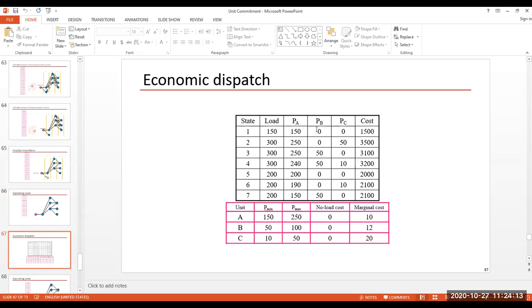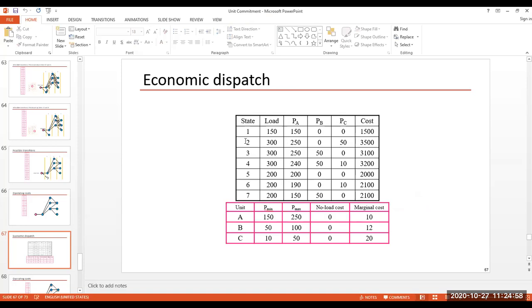How? Let us see. Remember, state 1 gives me only unit A available. My load is 150, so I have to satisfy this load from unit A. So 150 would be taken from unit A, and the total demand will be supplied by unit A. What is the cost? Remember, the no-load cost is 0. So if I take 150 from unit A, you simply multiply this by the marginal cost to give the total cost: 150 multiplied by 10 gives you 1500.